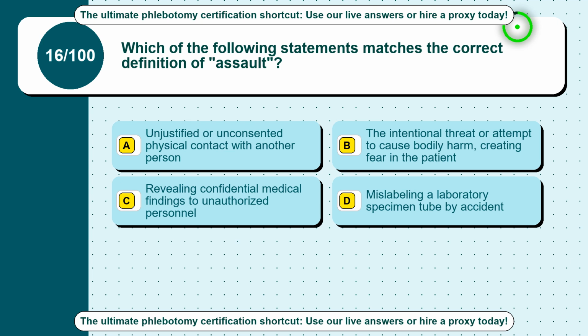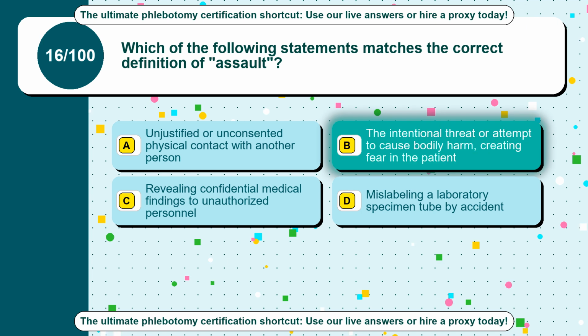Question 16. Which of the following statements matches the correct definition of assault? Option A, unjustified or unconsented physical contact with another person. Option B, the intentional threat or attempt to cause bodily harm, creating fear in the patient. Option C, revealing confidential medical findings to unauthorized personnel. Option D, mislabeling a laboratory specimen tube by accident.